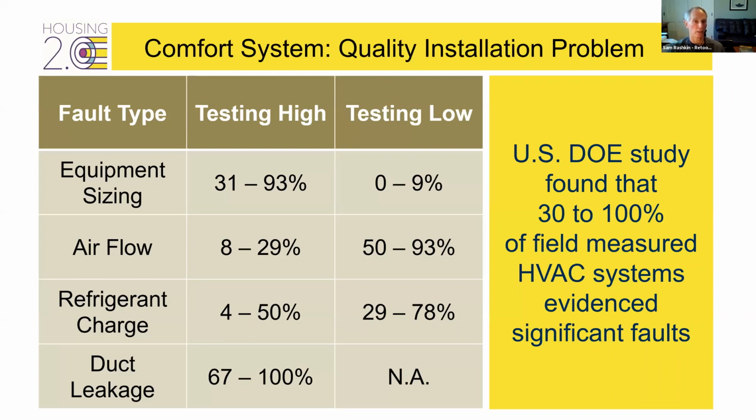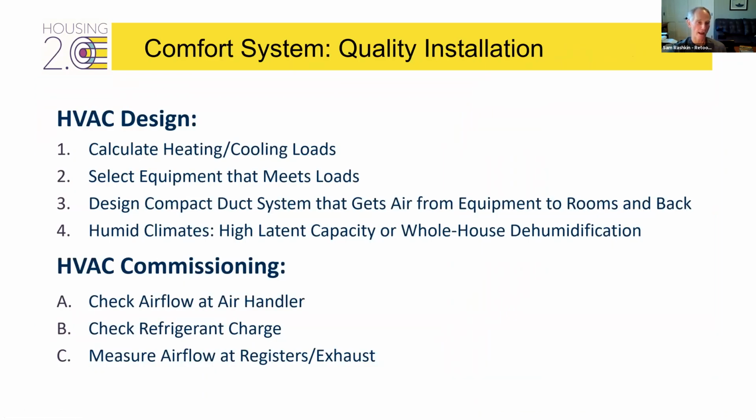Equipment is oversized a third to 93% of the time in measured field studies by the National Renewable Energy Laboratory. Airflow is low half to over 90% of the time. Refrigerant charge is low almost 30 to 80% of the time. And duct leakage is a problem 2/3 to 100% of the time in all these randomly tested homes, over and over across the country. This is an epidemic of quality installation. So we have to be better.